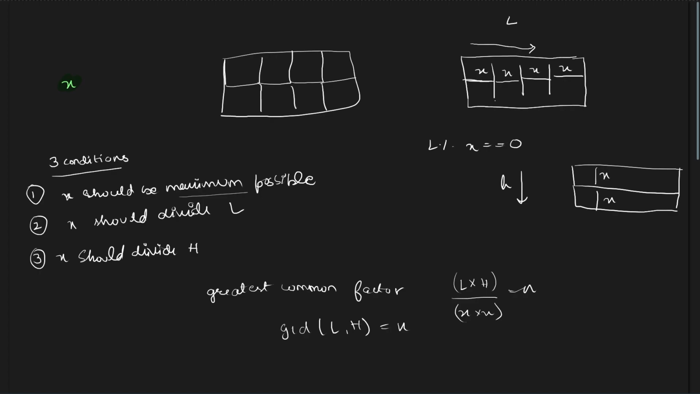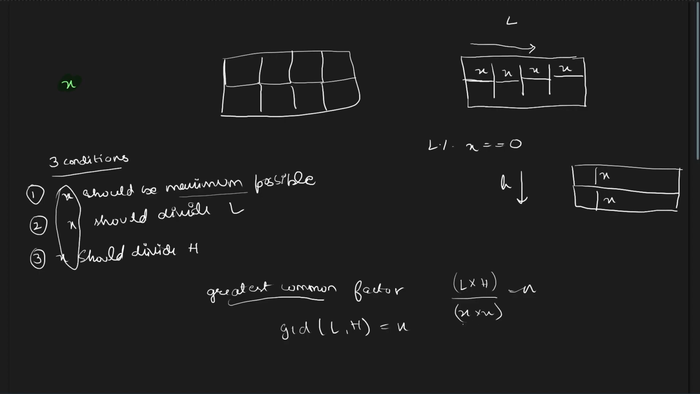If there is a number that divides two numbers, then we call it the common factor of both of those numbers, right? And we know that we want to make x as maximum as possible, so we want to find the greatest common factor, right? If we find the greatest common factor of both L and H, it will give us the value of x that we were looking for. This is the value of x.